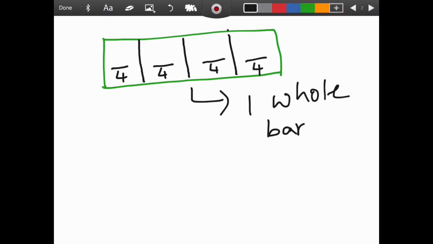Now what does this part become? This is 1 out of 4 parts. This is 1 out of 4 parts. This is again 1 out of 4 parts and this is again 1 out of 4 parts. So each part, which is represented as 1/4, is a fraction.